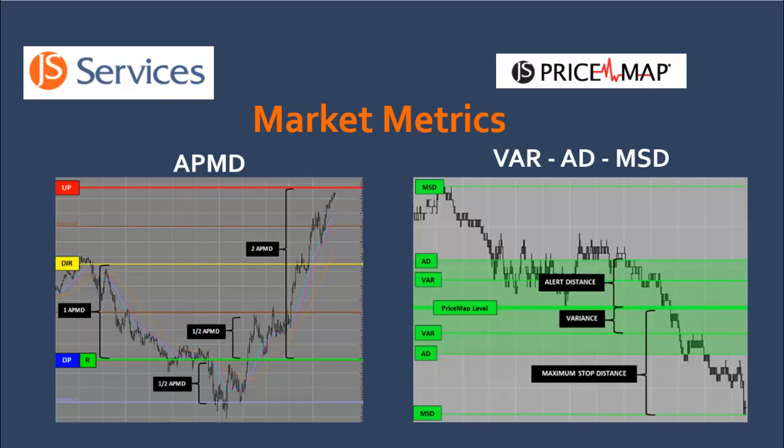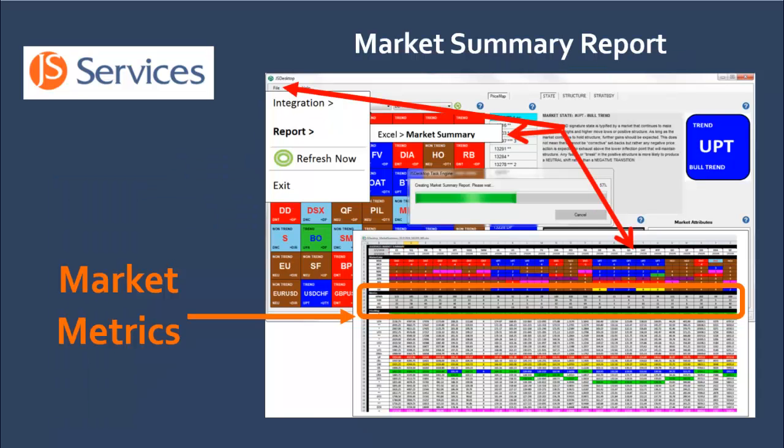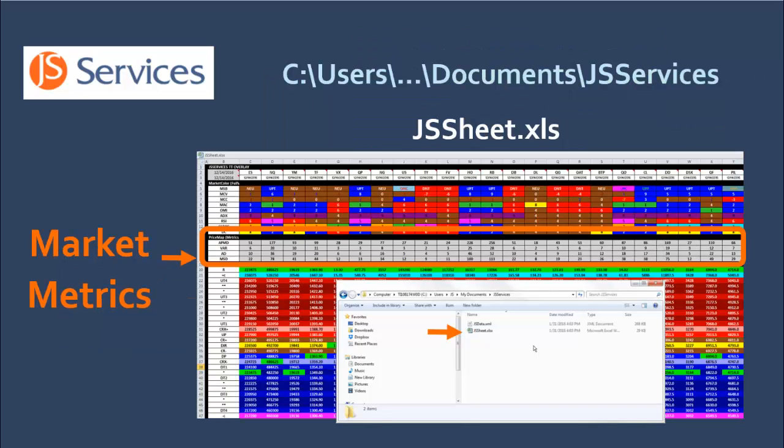Market metrics are divided into reward expectation, or the average PriceMap distance, APMD, and risk and position management with the VAR variance, AD alert distance, and MSD maximum stop distance. The market metrics for each symbol can be found in the Market Summary Report, which can be accessed through the Desktop File pull-down menu, or from the JS Sheet XLS file, which is located on the C drive in your Users Documents JS Services directory, which is formatted for dynamic linking.